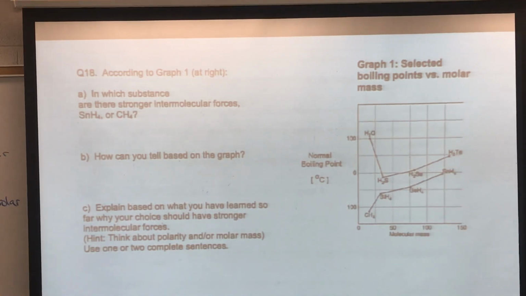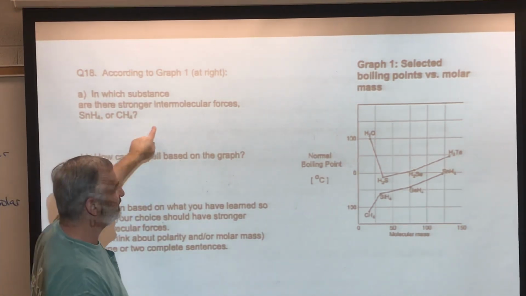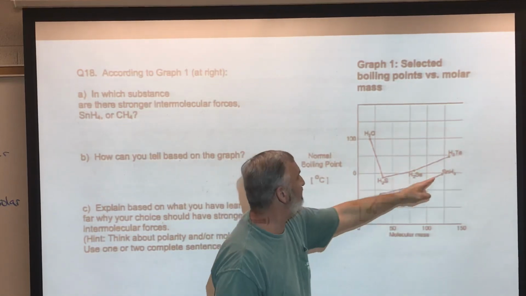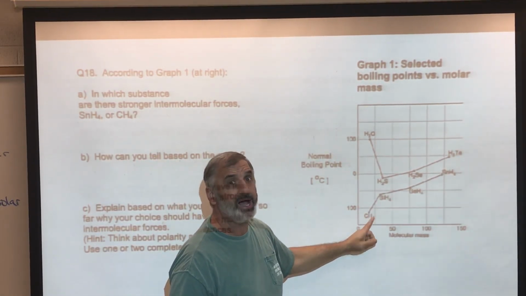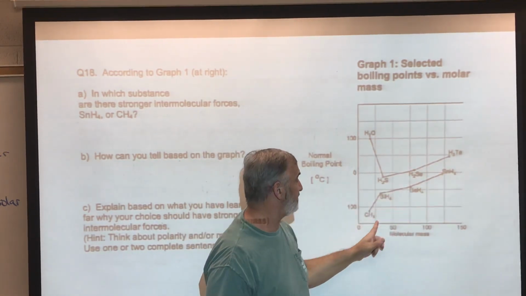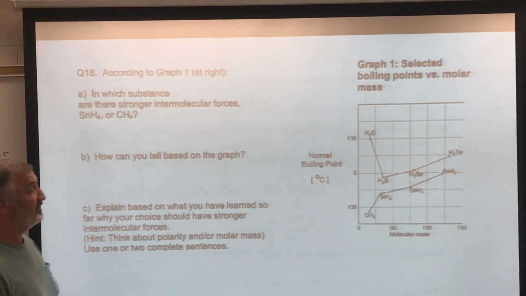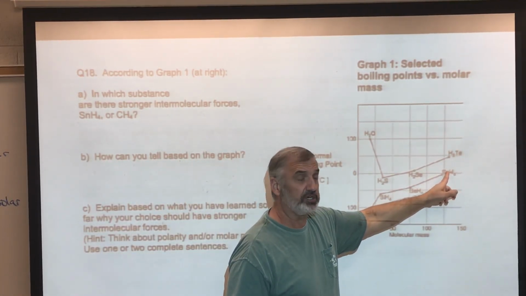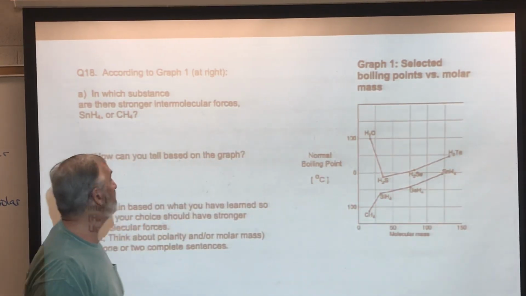All right. So in which substance are there stronger intermolecular forces, SnH4 or CH4? Okay, SnH4 is up here. Its boiling point is higher than here, therefore it's got stronger attractive forces. Higher boiling point, stronger attractive force. Now, these are all nonpolar molecules, so the London forces are stronger because it's got a bigger electron cloud than this, but it also has a higher boiling point.